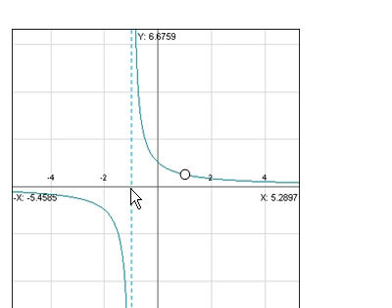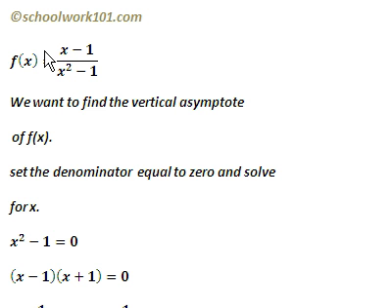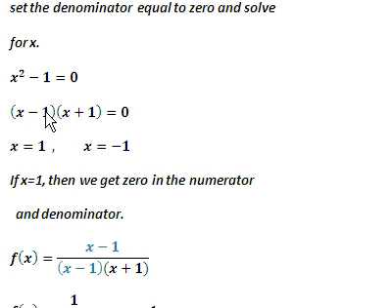Our next function we're going to look at has a vertical asymptote and a missing point. We're given the function f(x), and we want to find any vertical asymptotes that exist. We want to set the denominator equal to 0 and solve for x, and so I do that here. This one factors nicely, so we set each factor equal to 0 and solve for x. We can see that this becomes x = 1 and x = -1.